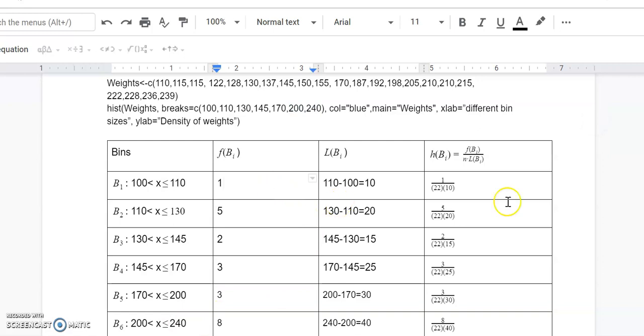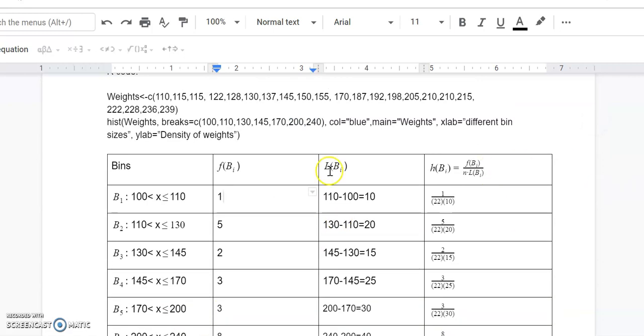And then how I got the frequency in the first one. So here's my weights up here. It's looking at the weights, the numbers between 100 and 110. So let's do like just 110 here. So 1. The next bin would be 110 to 130. Strictly bigger than 110, so it'd be 115, 115, all the way to 128, including 130. So counting those would be 1, 2, 3, 4, 5 of them. That's how I got that.